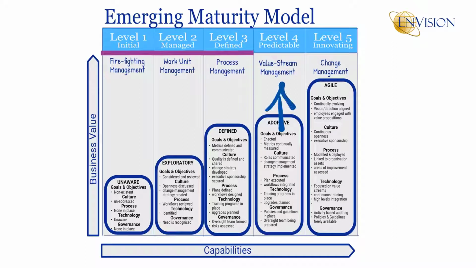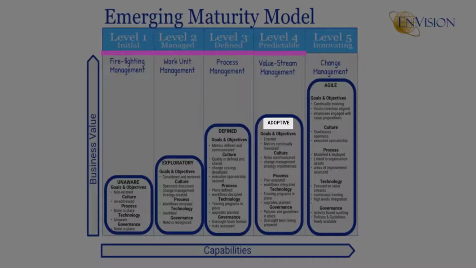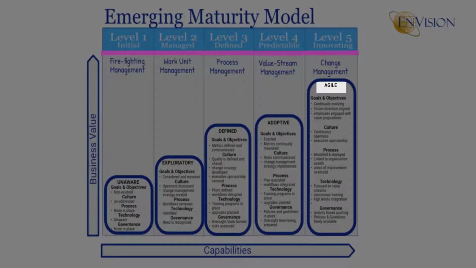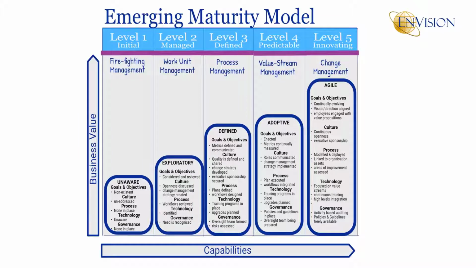Level 4, predictable. Process performance is managed consistently throughout the organization. Business metrics are linked to value streams. Level 5, innovating. Organization-wide improvement actions identify the gaps between the organization's current capability and the capability required to achieve its business objectives. The business now supports the Agile methodology.